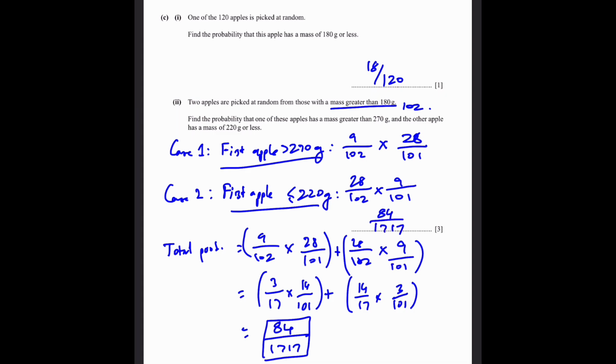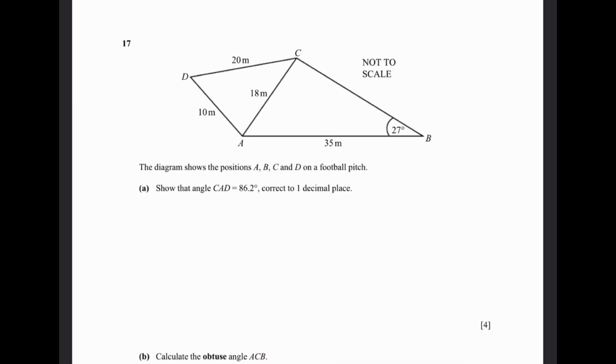Let's go to question 17. The diagram shows the positions A, B, C, and D on the football pitch. Part a: show that the angle CAD is equal to 86.2 degrees to 1 decimal place. Well, we have 3 side lengths and we need to find one angle. So the best way to do this is using the cosine rule.